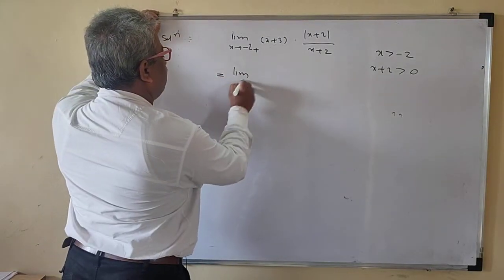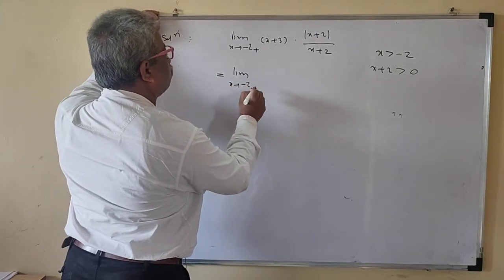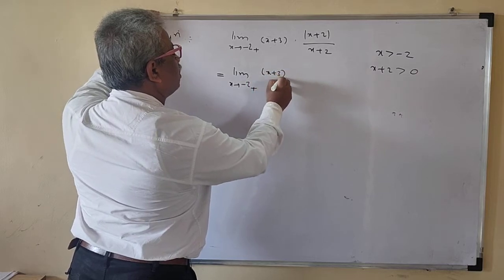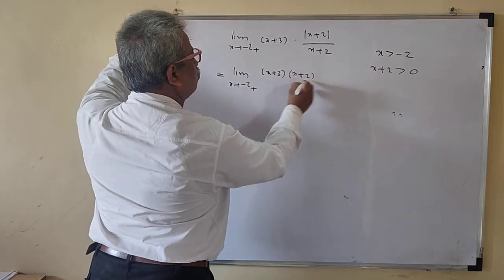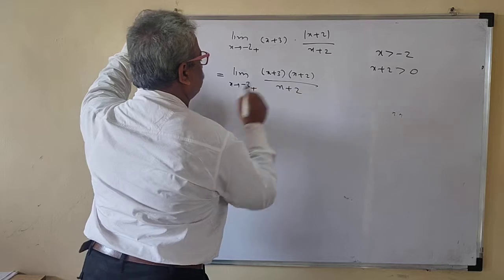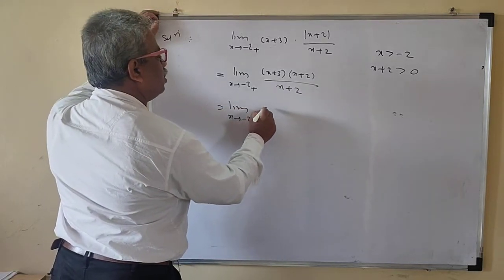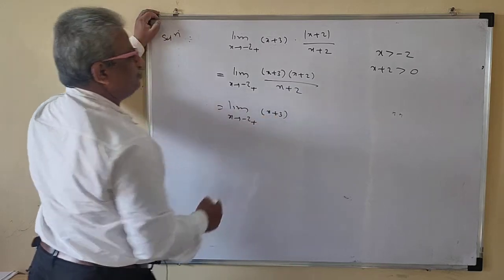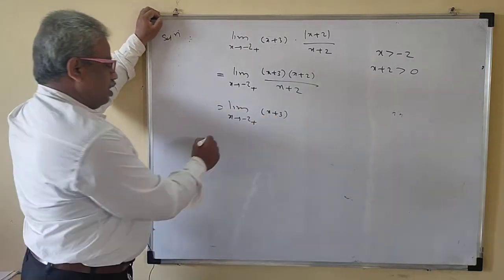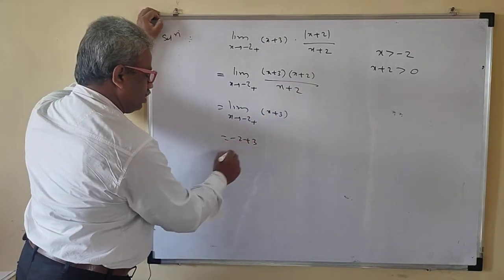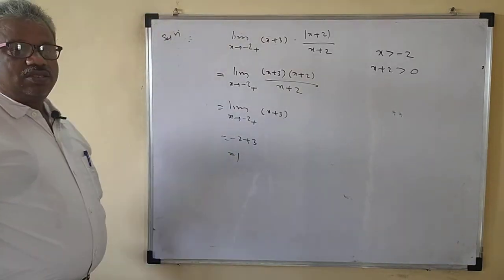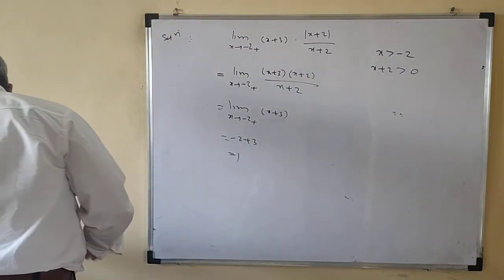So this is the limit as x tends to minus 2 plus of (x plus 3) times (x plus 2) upon (x plus 2). So this is x plus 3, which is minus 2 plus 3, so this is 1. Okay, so the problem is over here.